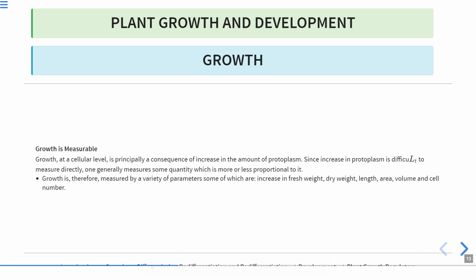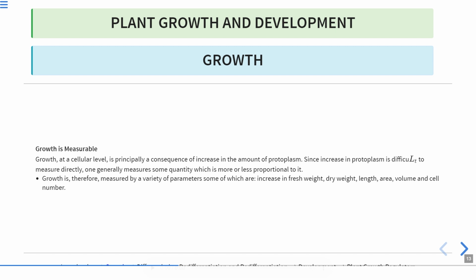Okay, so you can measure the quantity which is more or less proportional to it. You can measure the amount of the protoplasm. So the growth is therefore measured by a variety of parameters. There is not just a single parameter that is used to measure growth. There are a variety of parameters on which your growth is dependent. The first thing is the increase in the fresh weight.